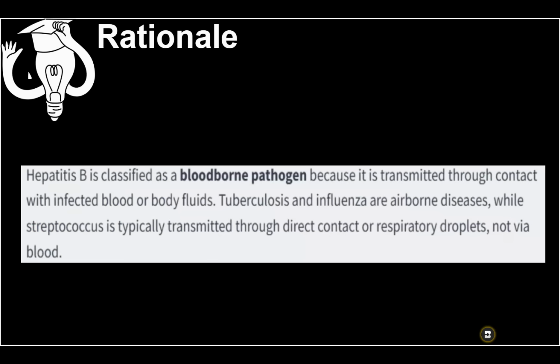Hepatitis B is classified as a bloodborne pathogen because it's transmitted through contact with infected blood or bodily fluids. Tuberculosis and influenza are considered to be airborne diseases, while streptococcus is typically transmitted through direct contact or respiratory droplets.